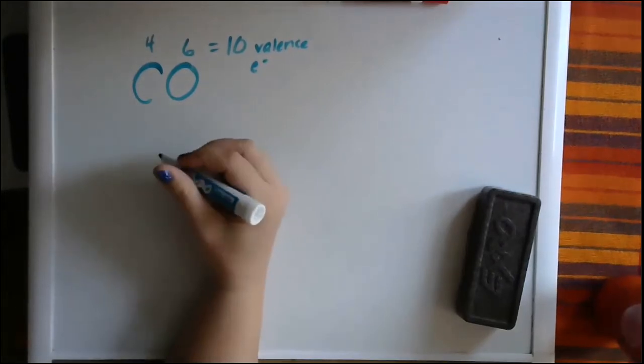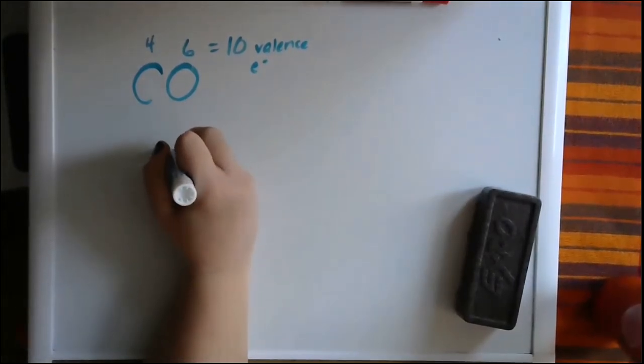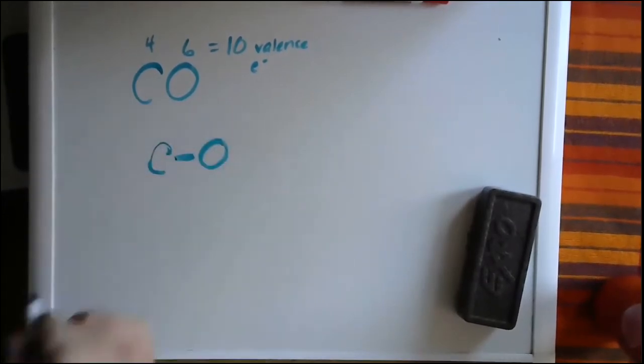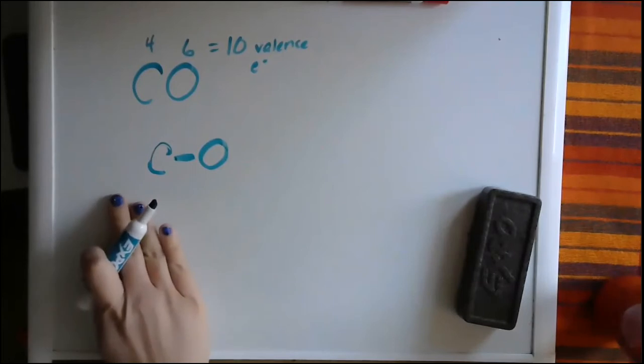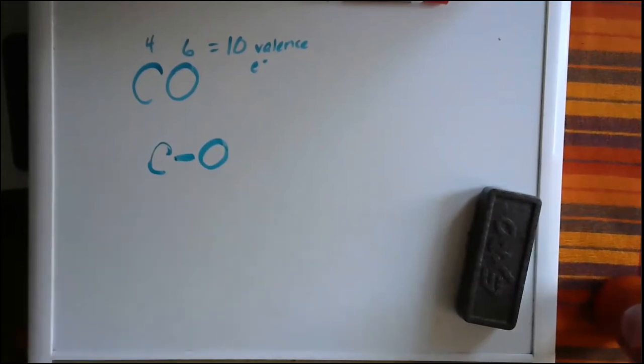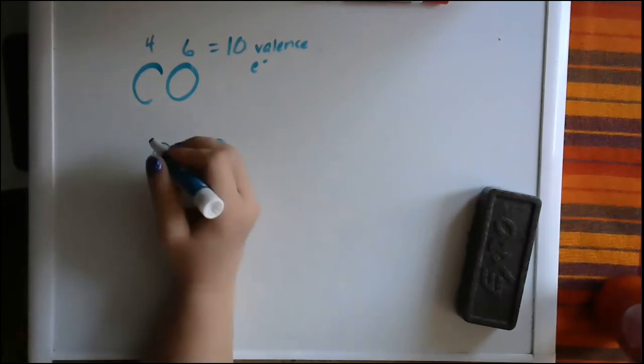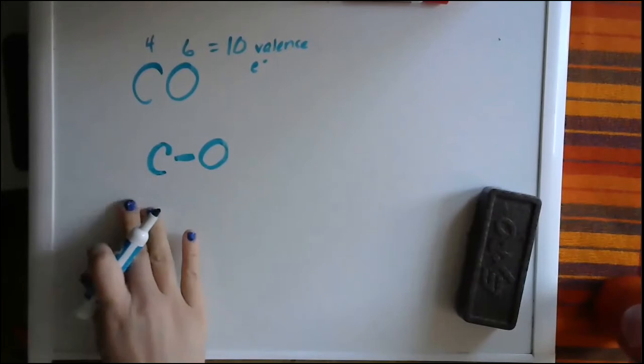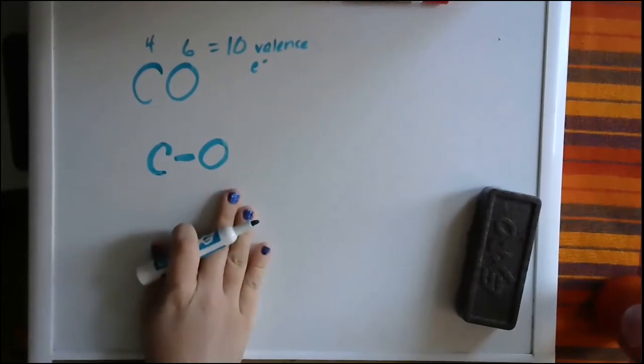So my second step now will be to write out my skeleton structure. In this case, I only have 2 atoms, so there is no central atom. I just have a line right there. Now I'm going to put electrons around both of my atoms, and I'm going to give them an octet. And I want to see how many electrons that costs.